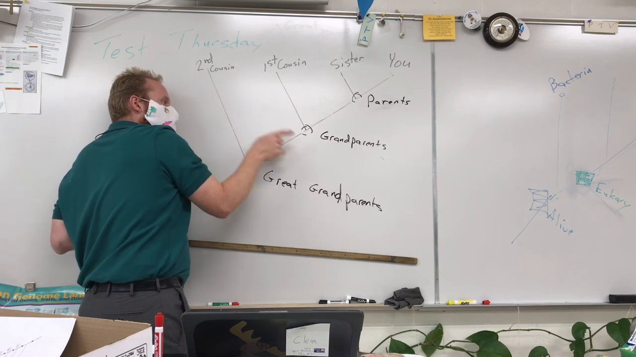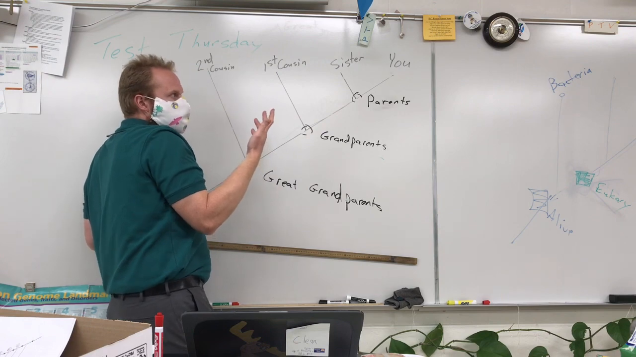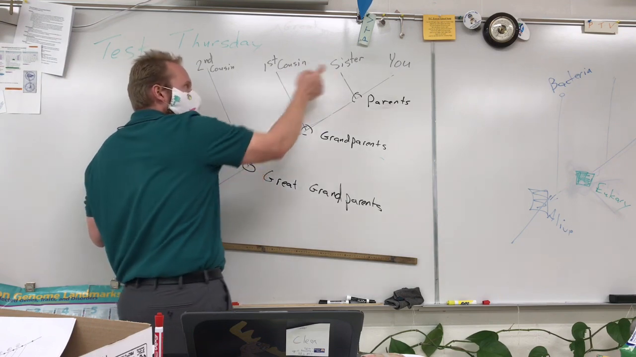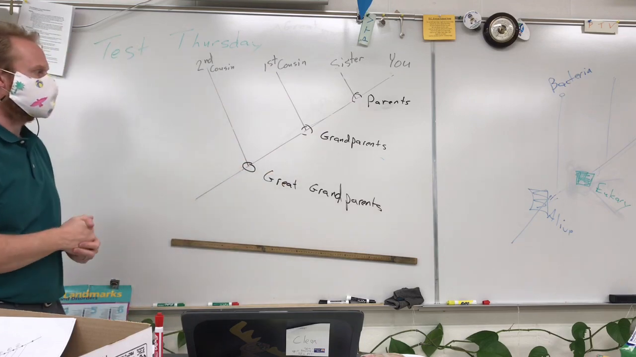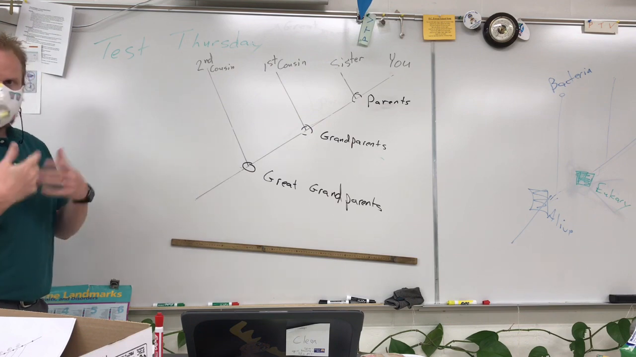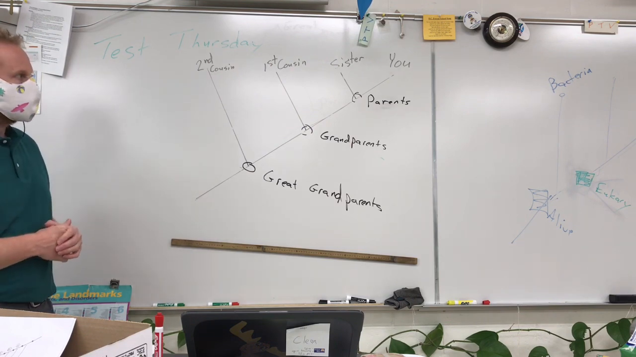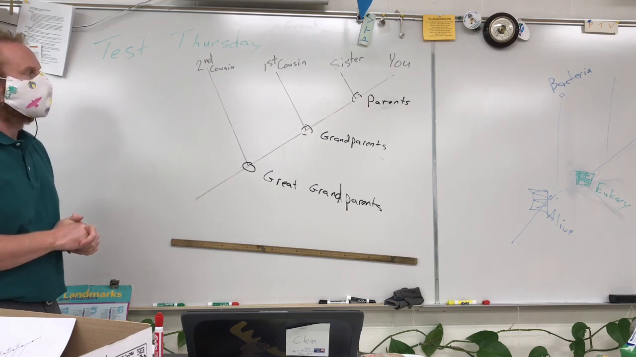Now, who are you more closely related to, your sister or your first cousin? Sister. Your sister, because your parents are a more recent common ancestor than your grandparents. Okay? Are you related to your first cousin? Yeah, because you share ancestors called your grandparents. Are you related to your second cousin? Yeah, because you have great-grandparents that you share in common.